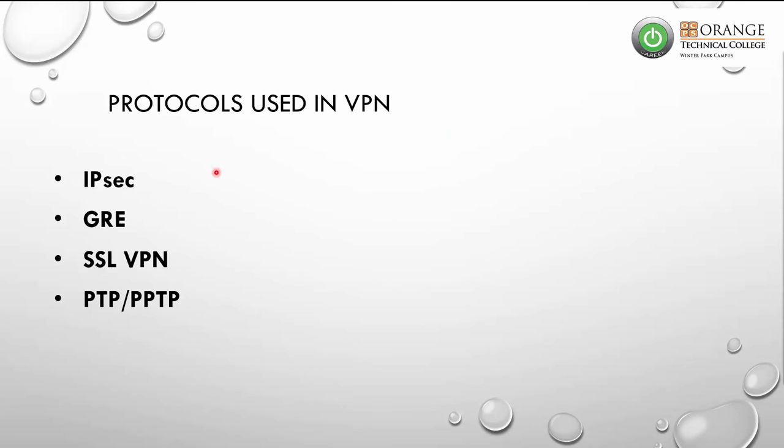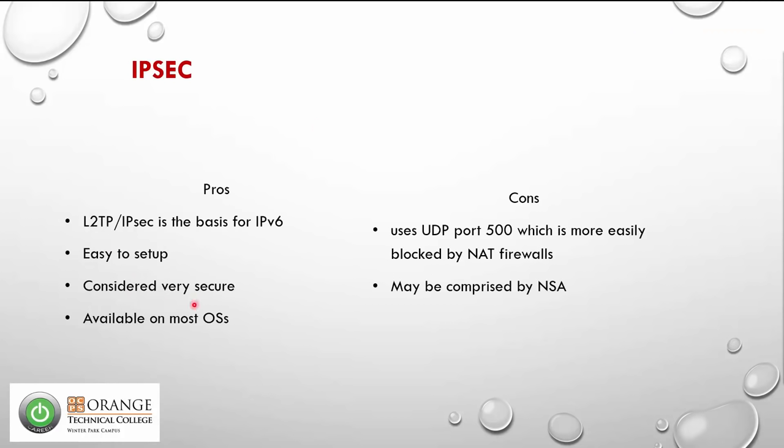This objective requires you to compare and contrast protocols. So we're going to look at various protocols used by VPN: IPsec, GRE, SSL, and point-to-point tunneling protocol. IPsec is probably the most popular protocol used for encrypting the tunnel for VPN. L2TP and IPsec are the basis for IPv6, so it's very popular. It's well established.